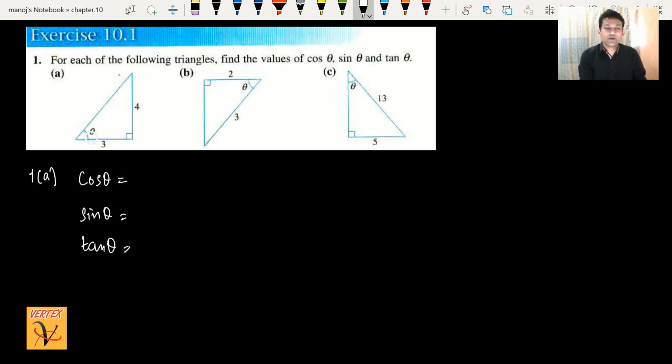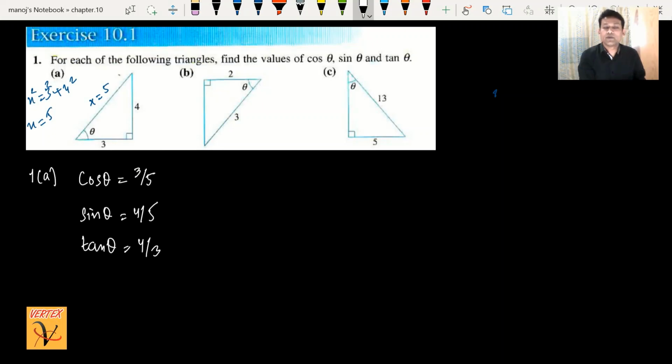Cos theta, according to theta, cos is adjacent upon hypotenuse. When we have this, we can use Pythagoras Theorem to find x, and x will be coming 5. You can use Pythagoras Theorem, x square equals 3 square plus 4 square, and then you will have x square equals 25, and under root 25 is 5. So it means the cos is 3 upon 5, sine theta is 4 upon 5, and tan theta is 4 upon 3, and that's it.